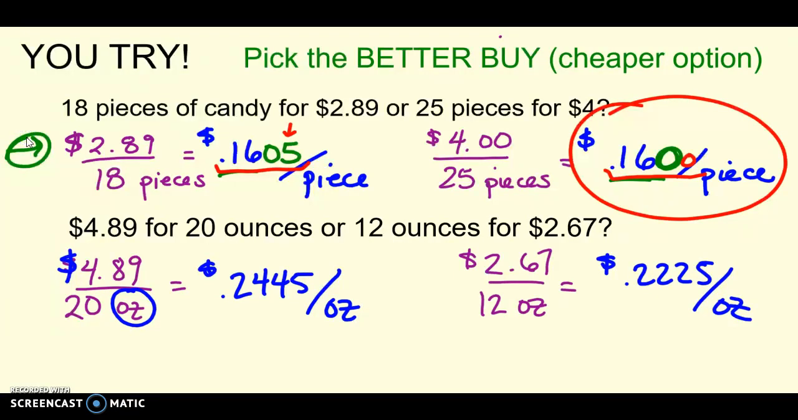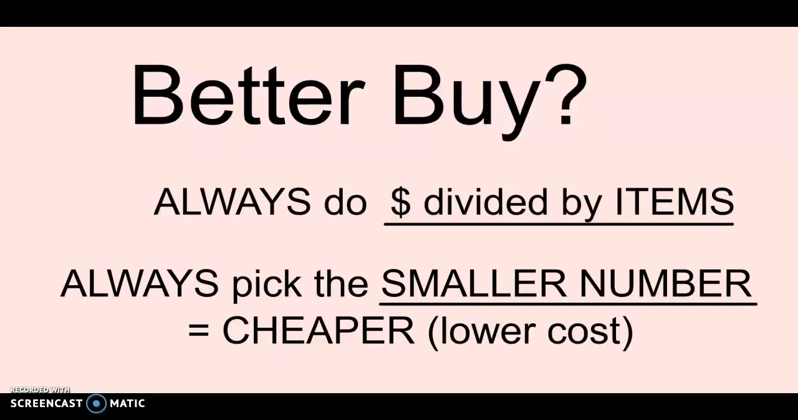And in the next one, I wrote down these are the answers I got on my calculator, right? From here, I can tell this is 24 cents per ounce, and this one would be 22 cents per ounce. So again, this one's cheaper, all right? So fill these in on your paper.